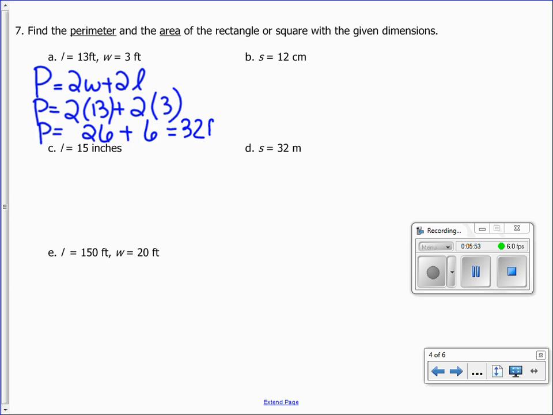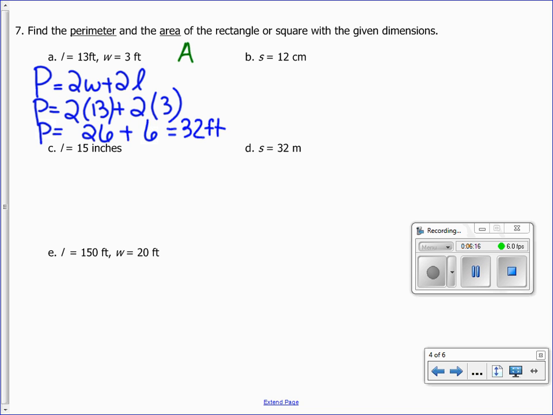32 feet is the perimeter. Again, the width was 3, the length was 13, but because of the commutative property of addition, you can add them in any order and get the same solution. So we are asked to determine the perimeter and the area, so we did the perimeter. Now let's do the area.